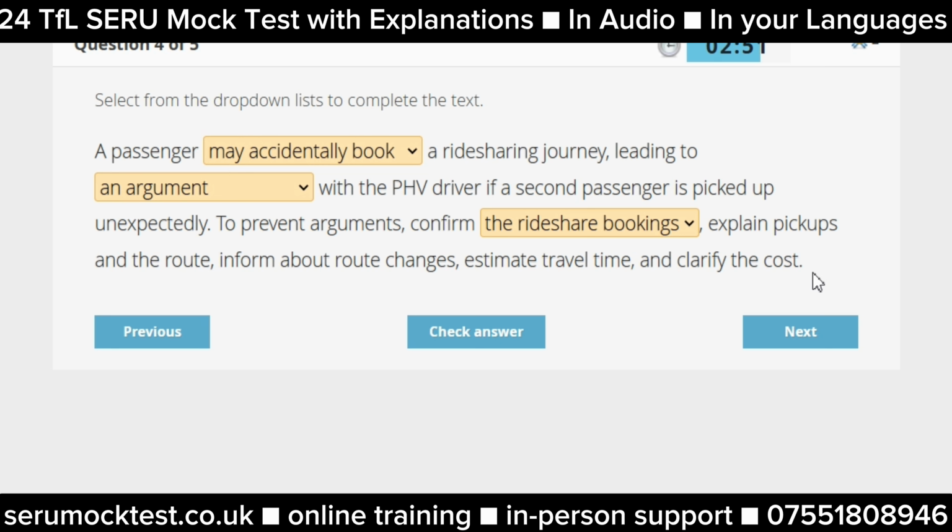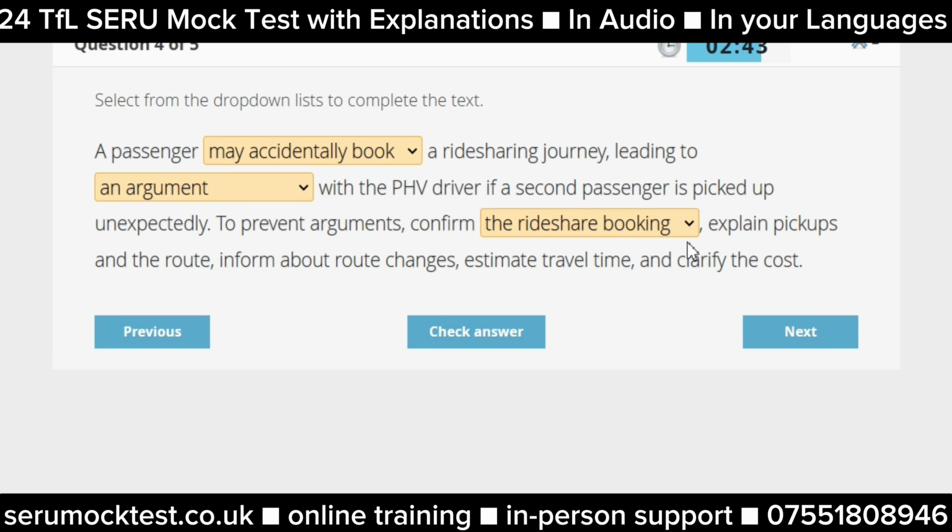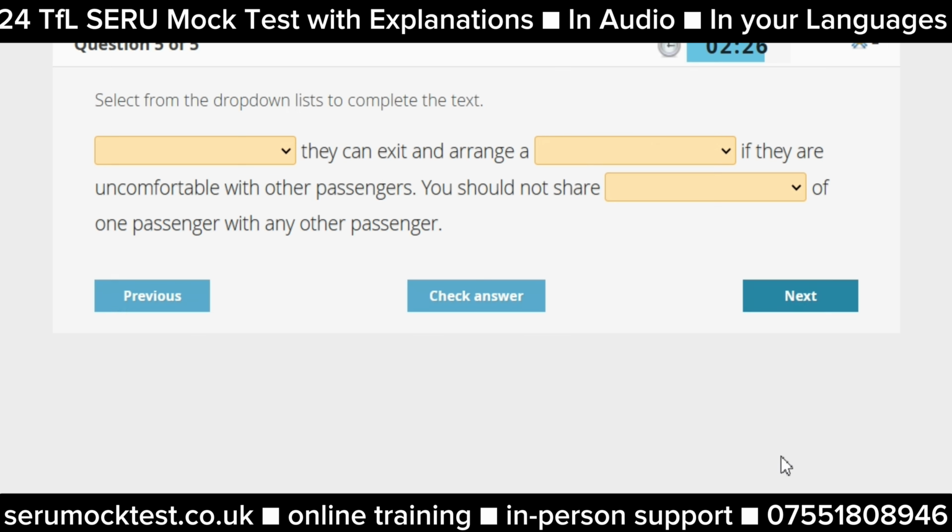We are talking about to prevent argument: confirm the ride share booking. So every time there is a customer coming into your car, you need to confirm with them that they are talking about a specific person. So the singular form will be used, the ride share booking, referring to one booking. So again we check, it's correct. We're running out of time as well. Last one.